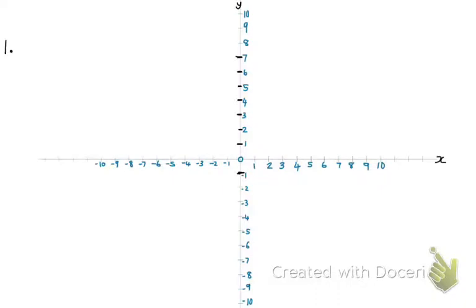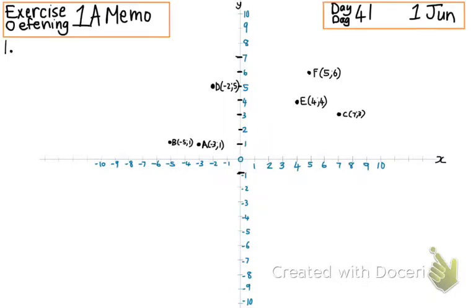Alright, now we are starting to plot. The point A was -3; 1. So on the x-axis I go to -3, on the y-axis I go to 1, and where they intersect, that's my point A. Again I go and plot point B. It's -5; 1. -5 on the x-axis, 1 on the y-axis. C is 7; 3, D is up there, -2; 5. E is 4; 4, and F is 5; 6. Okay, so just check that all your points are in the right places. This is the exercise 1A memo of day 41, the 1st of June.